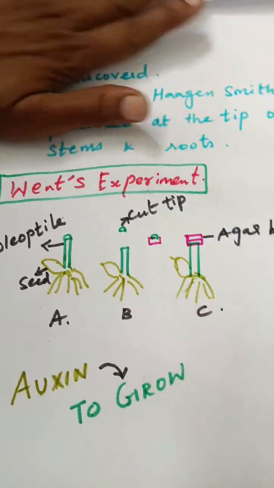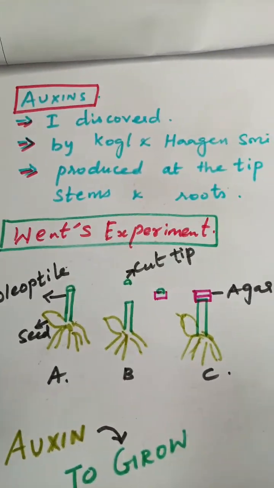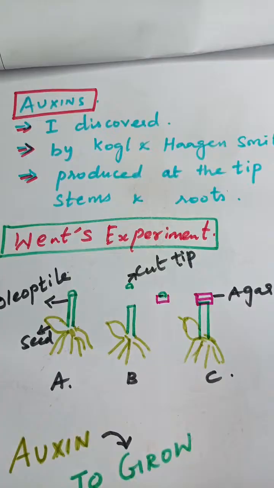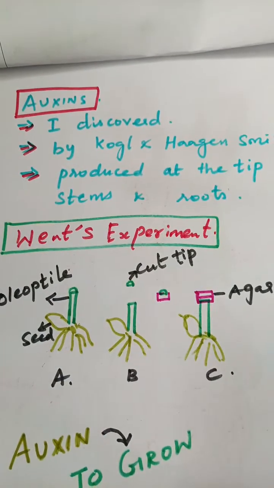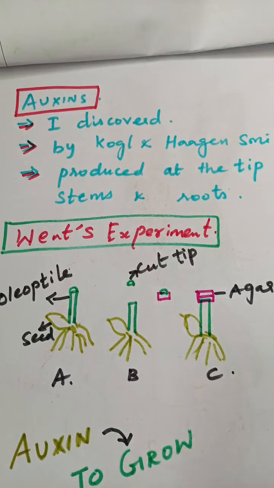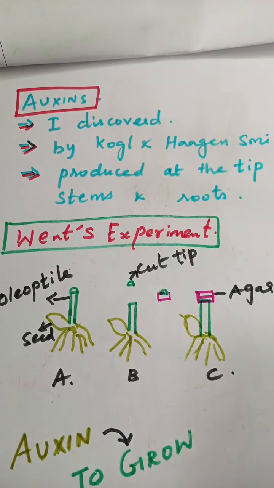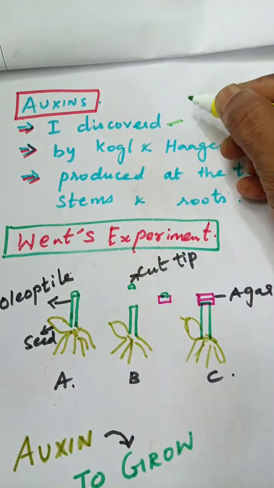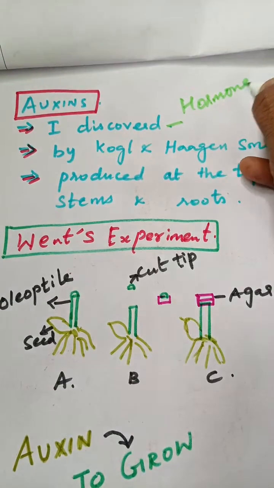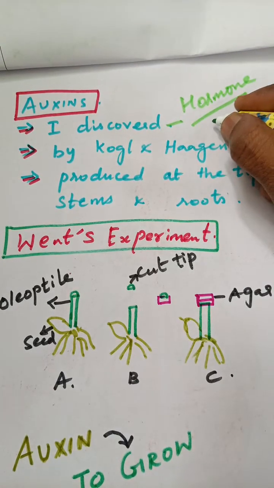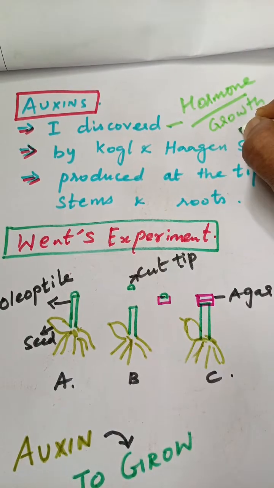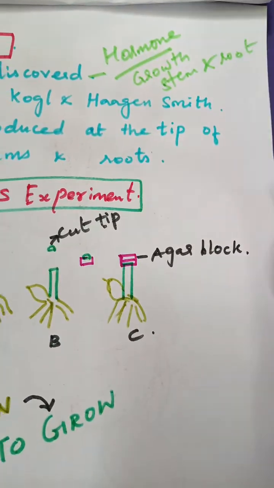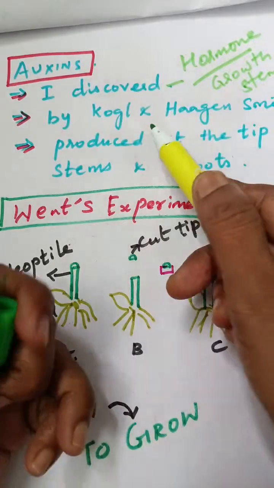What is the auxin? The auxin is the one meant for the growth of both the stem as well as the root, the elongation process. It was the first hormone discovered. And this hormone is meant for the growth of the stem and the root. Okay, and then who introduced this auxin?